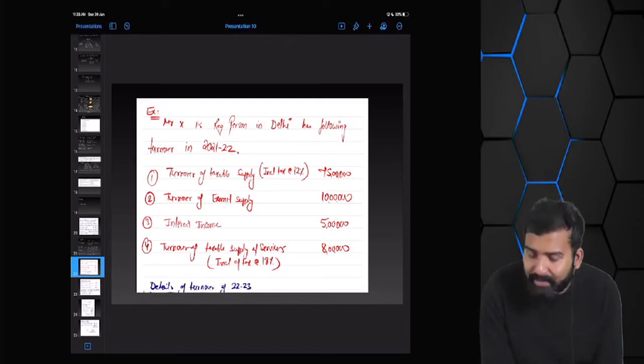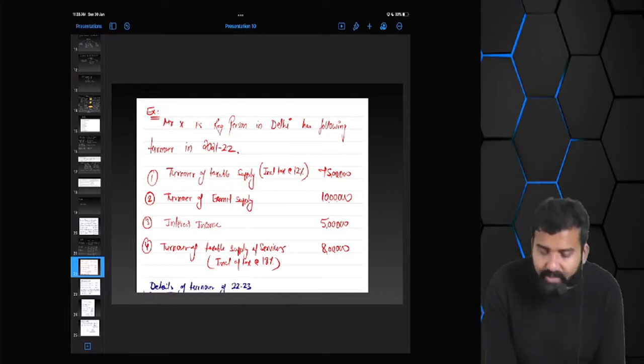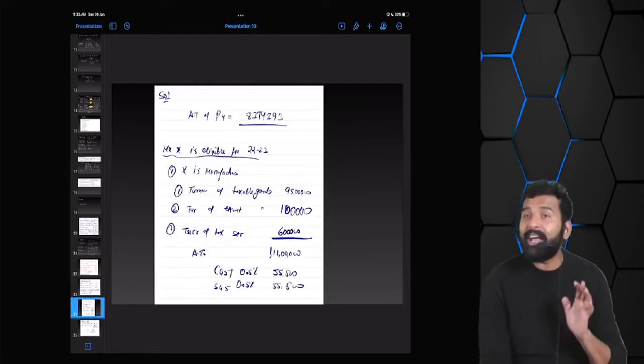75 lakh is divided by 112 into 100. Then turnover of exempt supply, that is 10 lakh. We will not include interest income. And then there is a turnover of taxable supply and it is also included. So we have to divide it by 118 into 100. So what is my aggregate turnover?